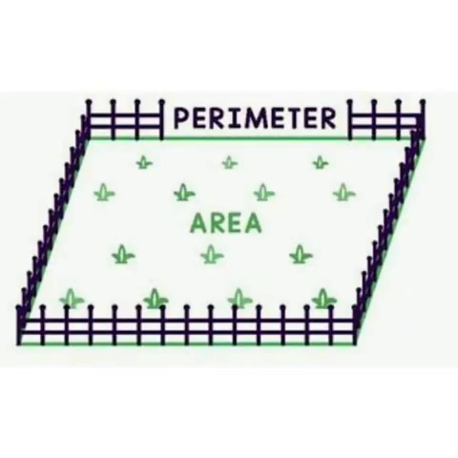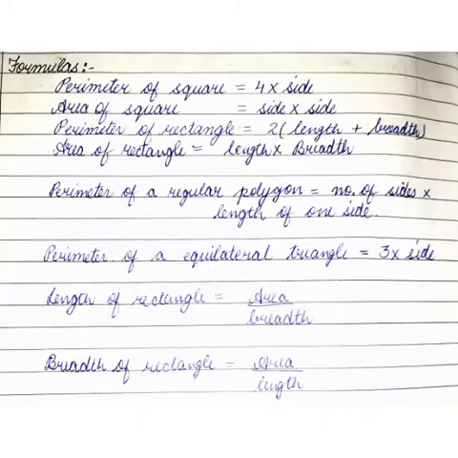Now, in the diagram, you can see the green grass which is there stands for the area and blue stands for the perimeter. Now, the formulas. Perimeter of square is equal to 4 into side. Area of square is equal to side into side. Perimeter of rectangle is equal to 2 into (length plus breadth). Area of rectangle is equal to length into breadth.